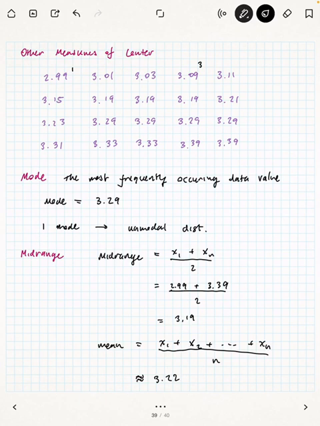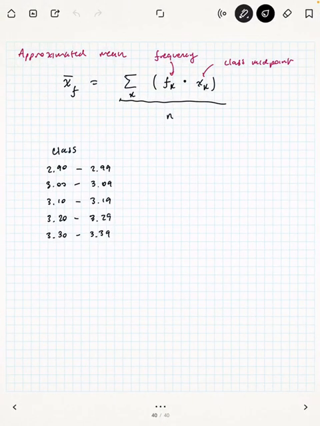And then I've got 1, 2, 3, 4, 5 in the next class. And then 6 in the next one. And then the last one I've got 5. All right, so 1, 3, 5, 6, 5. These are the frequencies.